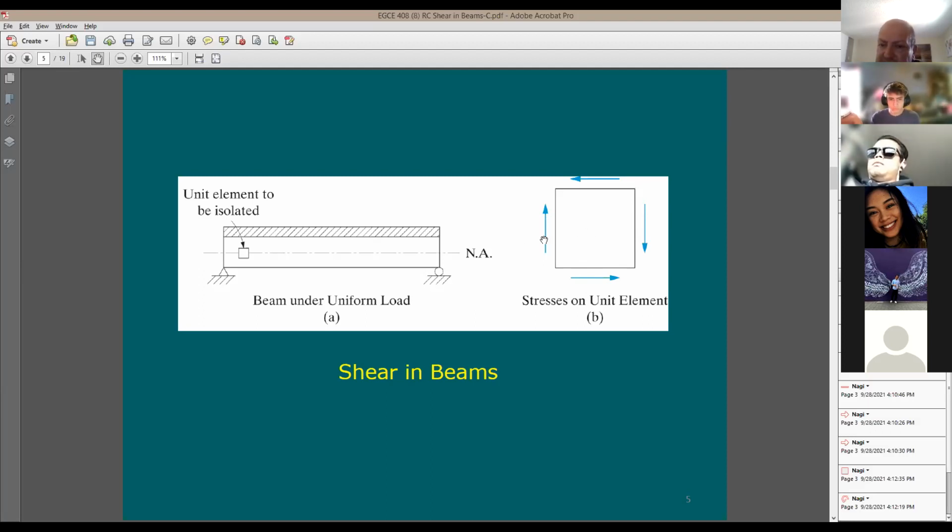So when you look at this, look what happens. Summation of the force in the y direction is equal to 0. I understand that.